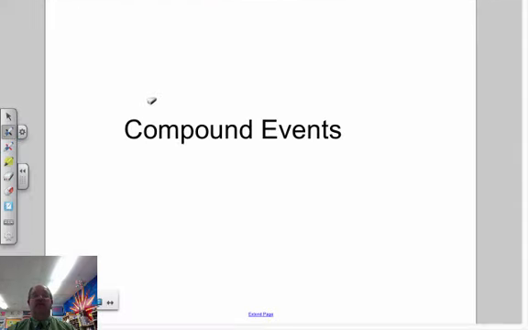Talking about probability, and we're going to talk about compound events. Compound events basically means we've got a couple of things happening at one time. So we're looking at the probability that this happens, and this happens, and this happens, or this happens, or that happens. So there's lots of possibilities as we work our way through.